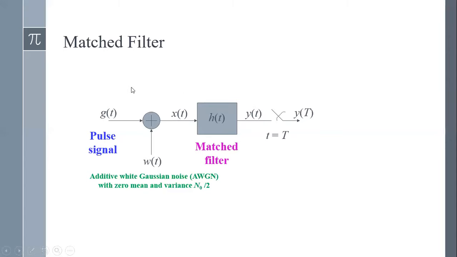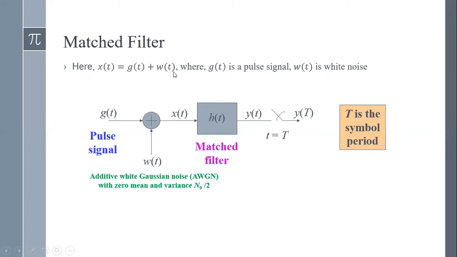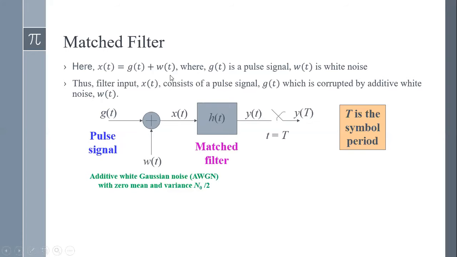Fine. So from this diagram, I can write x of t as g of t plus w of t. See, x of t is equal to g of t plus w of t, because noise is added, where g of t is a pulse signal and w of t is white noise with a variance of n0 by 2. We'll talk about this later on. So x of t is the signal received by the matched filter, or we can say the input of the matched filter is x of t, which is a signal added with a noise.